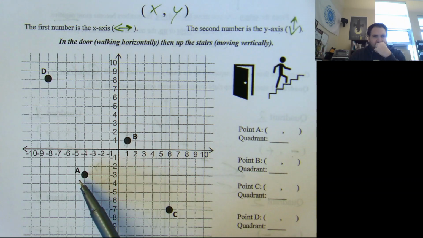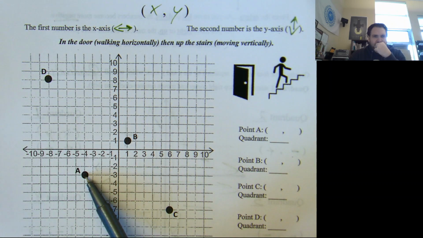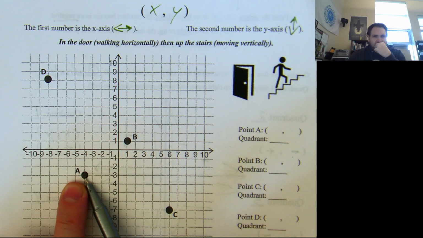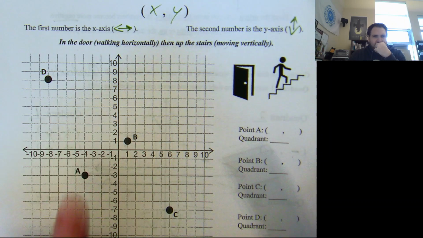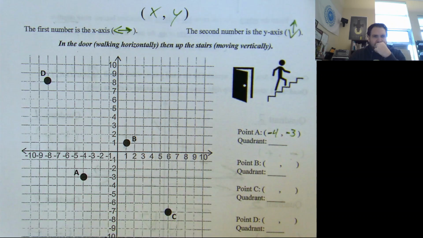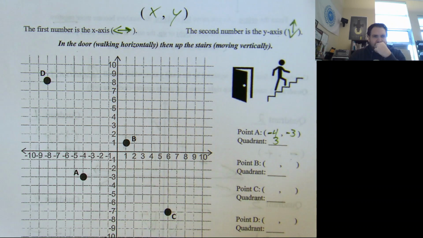So we can look at locations on the grid and we can label their locations. Point A. To get to point A, -4 is the X and -3 is the Y. So point A is -4, -3. Thank you, Liam. What quadrant is point A in? It's in quadrant 3. Very good.